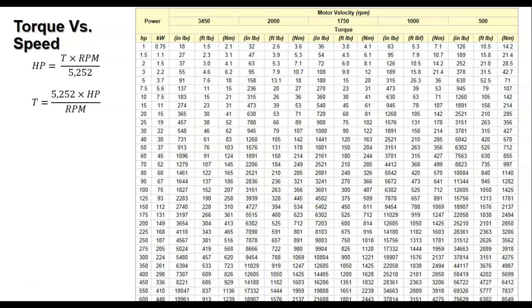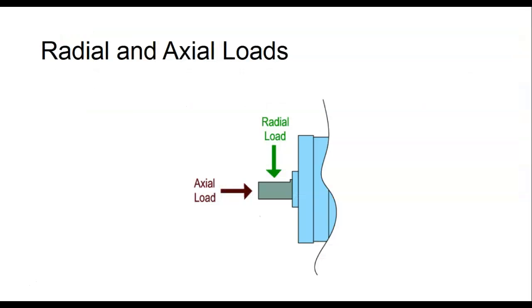But this is just a chart that shows you when speed goes up, the torque would go down to deliver the same amount of horsepower, which is pretty interesting. We need to understand the different types of loads.